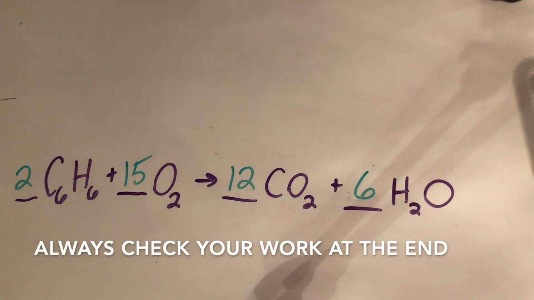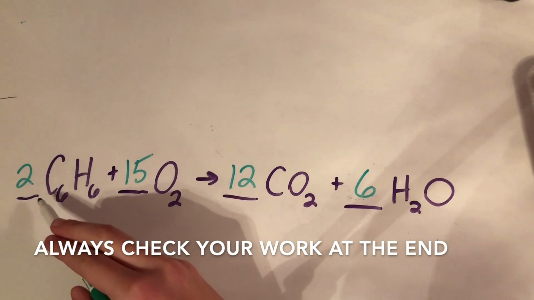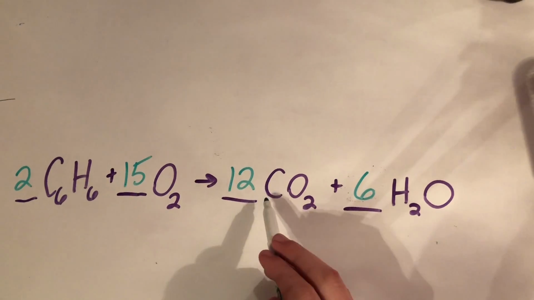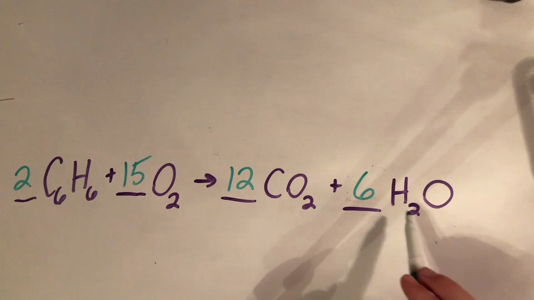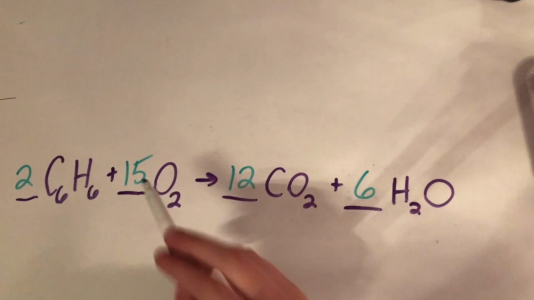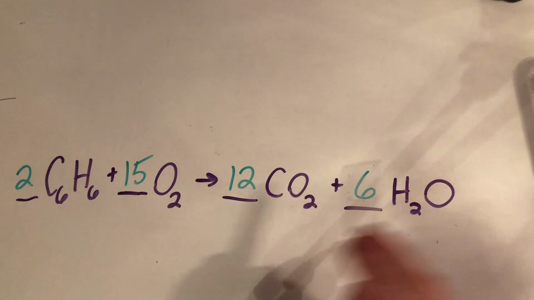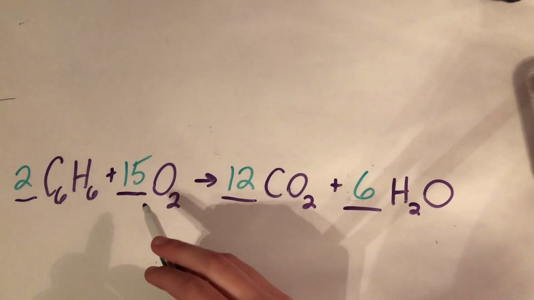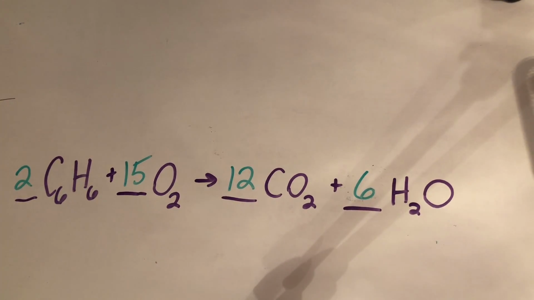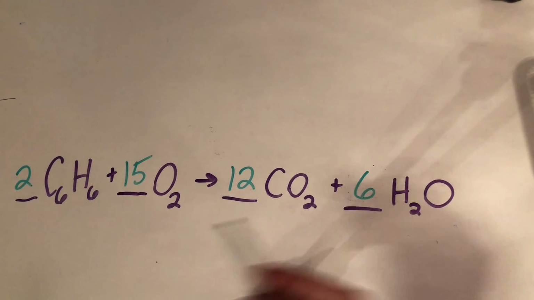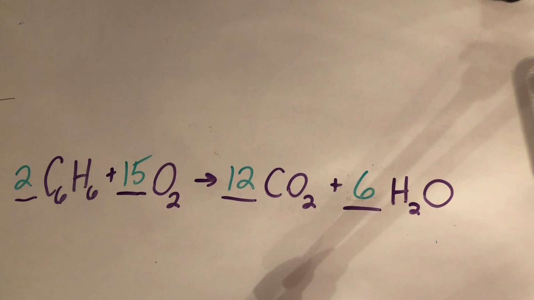So now let's go back and check our work. All right. There's 12 carbons, 12 carbons. 12 hydrogen, 12 hydrogen. 30 oxygen, 24 plus 6, 30 oxygen. And then, yeah, that's it. So don't be scared of big numbers. But the thing is, if you get all big numbers that can be divided by the same number, then divide them by that number. Or recheck your work because you did something wrong. But it's okay. We all make mistakes.